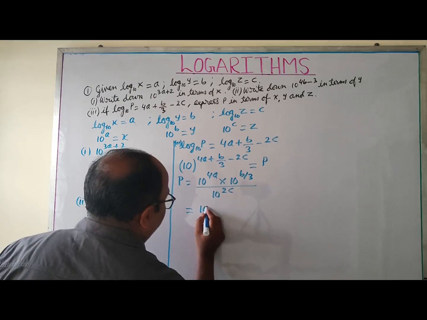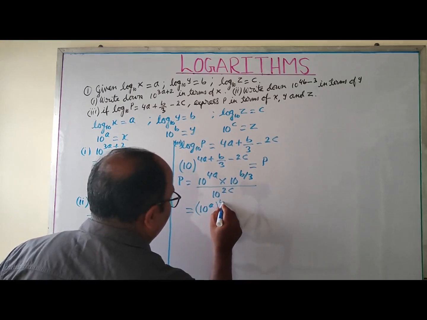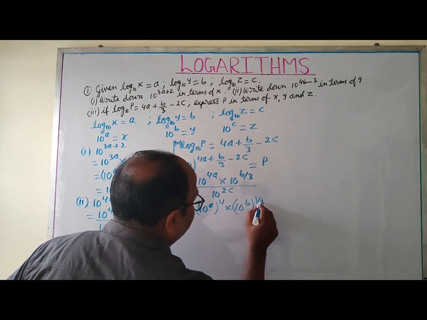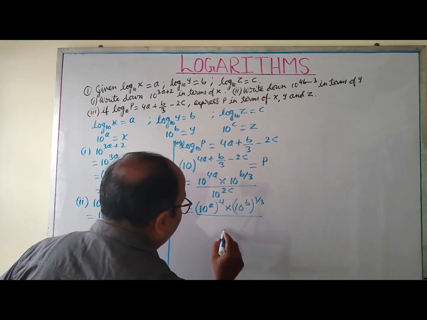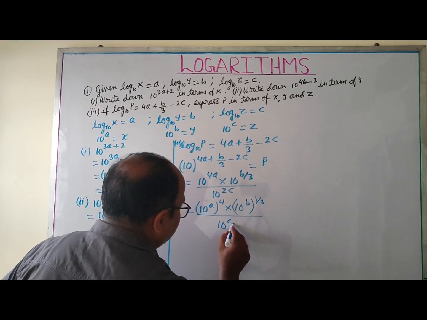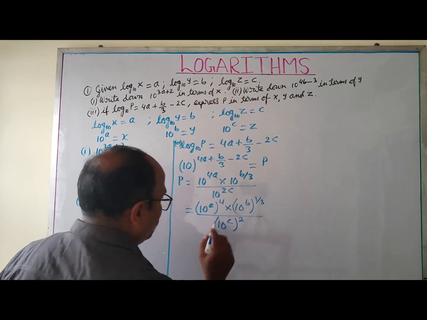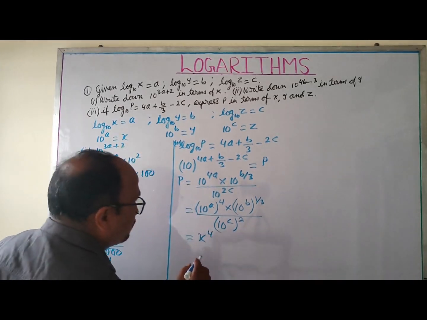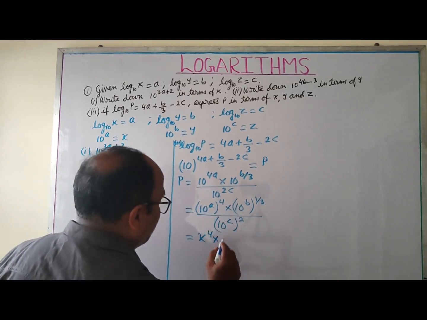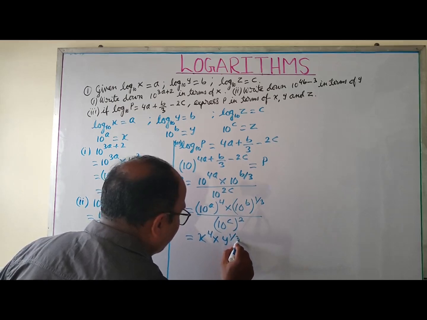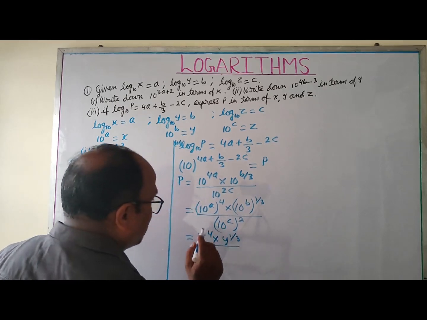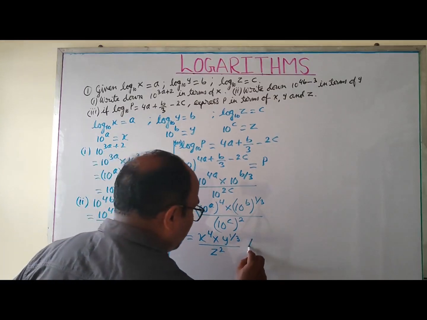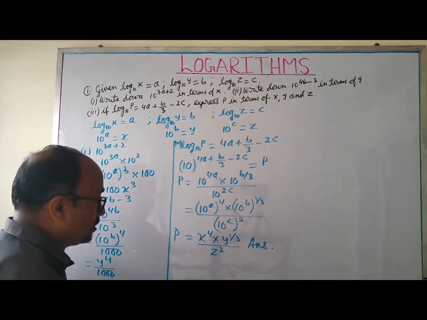So 10 to the power 4a, I will write as 10 to the power a, power 4, then 10 to the power b, power 1 by 3 because it is b by 3, and then 10 to the power c, to the power 2. 10 to the power a is x, so x to the power 4, into 10 to the power b is y, so y to the power 1 by 3, by 10 to the power c is z, so z square. So I now have p equal to this, so this is my answer for the third one.